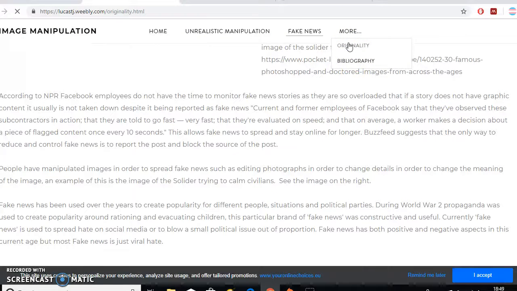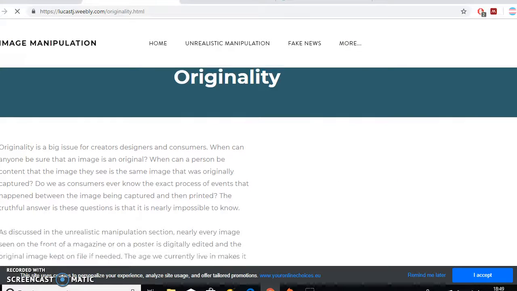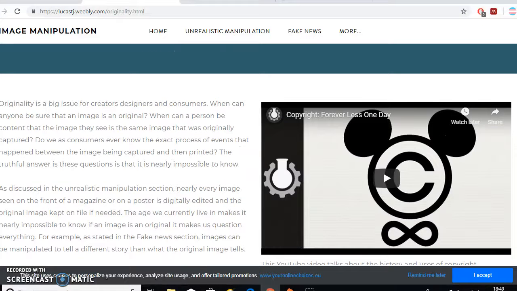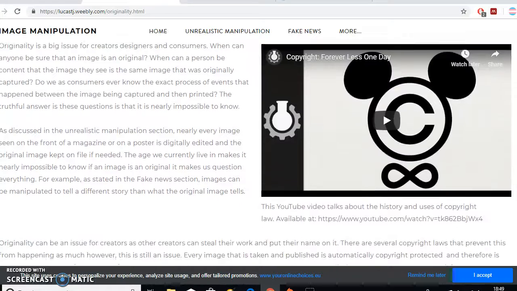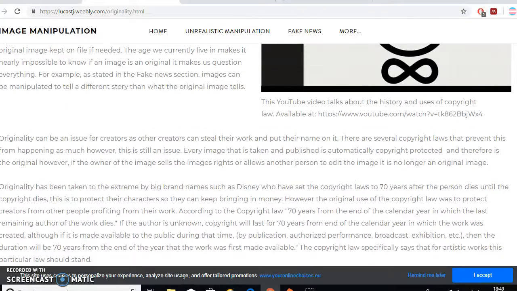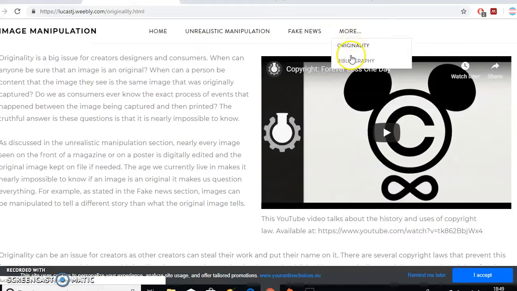Then we go on to originality of images. So in this one, it focuses on the way originality is used, like so copyright references Disney, and then there is how can we tell an image is an original, but in this day and age we usually can't. And then there's a nice little YouTube video for the person to watch.